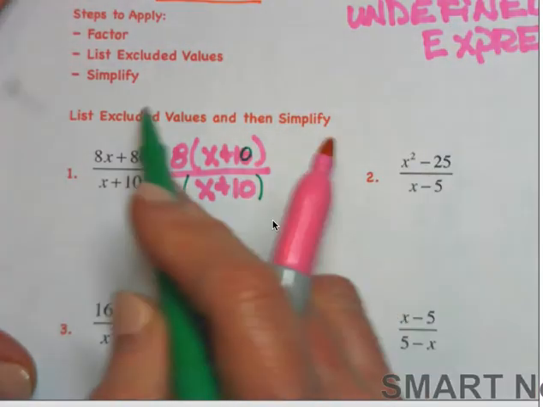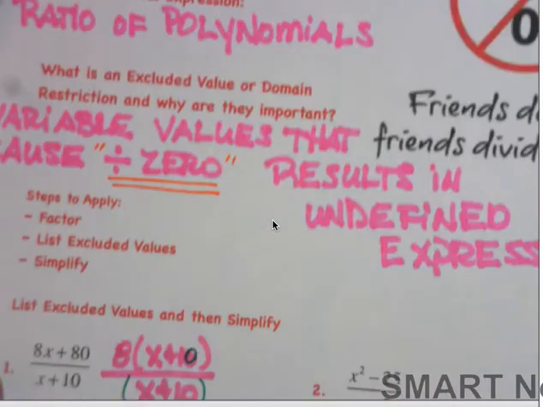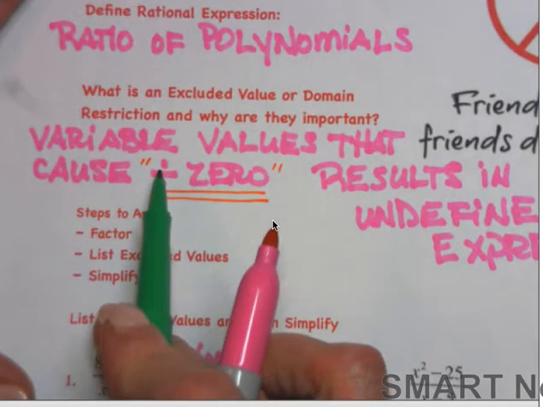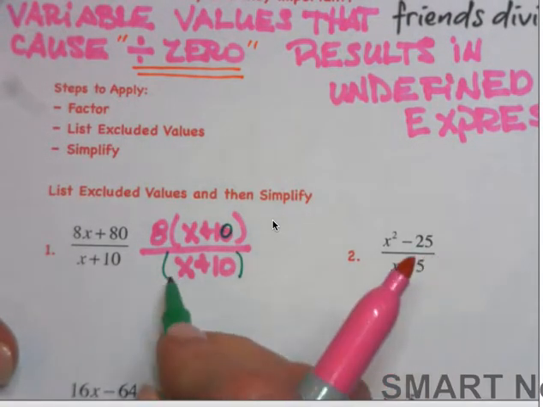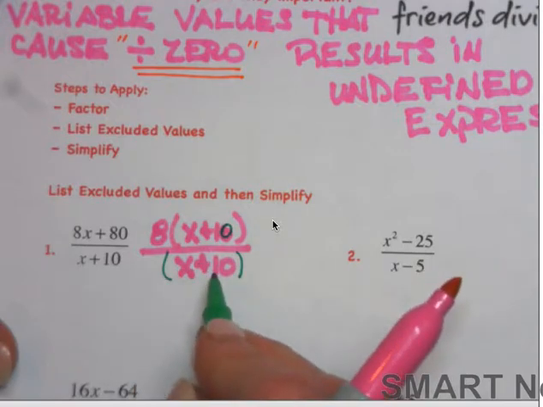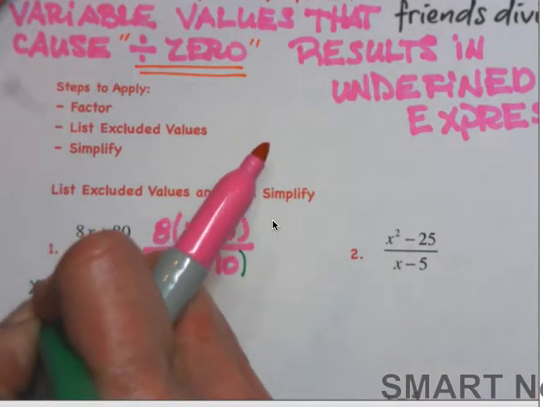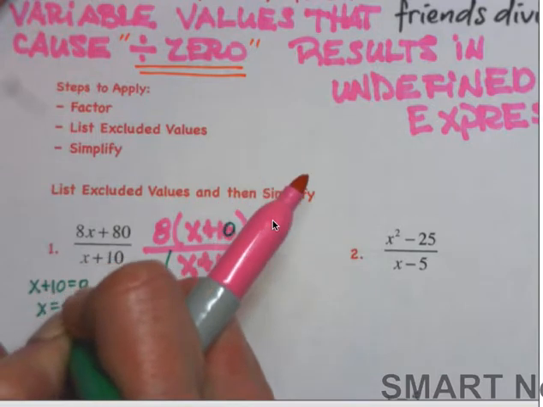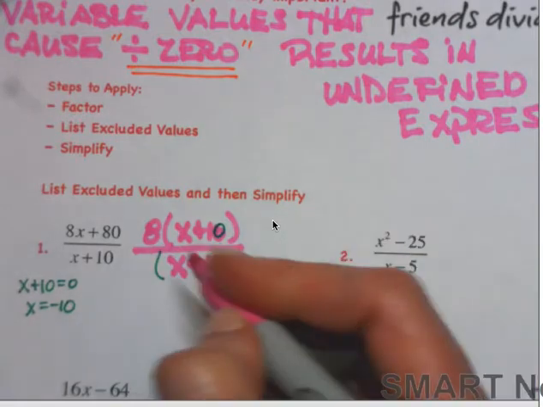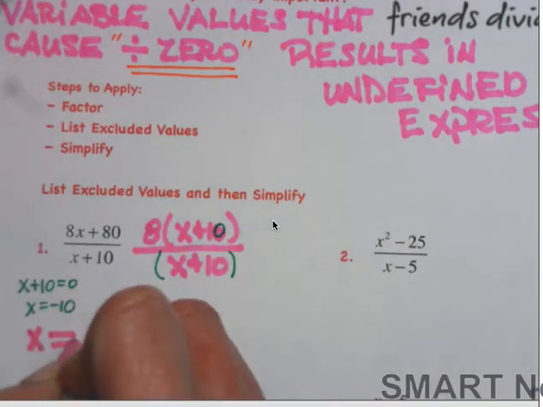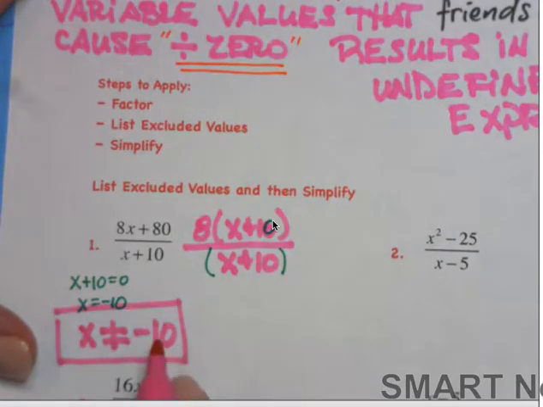As I said, factoring is the first step. The second step is to list excluded values. Excluded values are variable values that create division by zero. Division occurs in the denominator of the fraction, so I'm only concerned with variable values that will make the denominator of the fraction 0. If I set x plus 10 equal to 0, x equals negative 10. Therefore, this is my restricted value. To state that properly, I have to say that x cannot equal negative 10. So this is my excluded value.